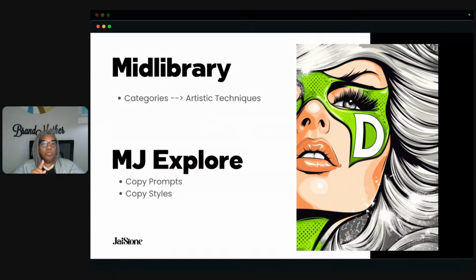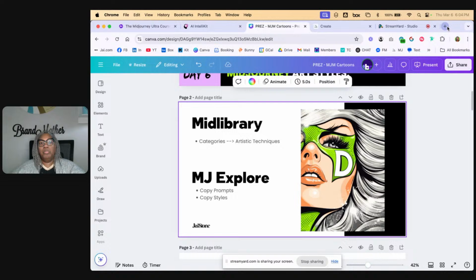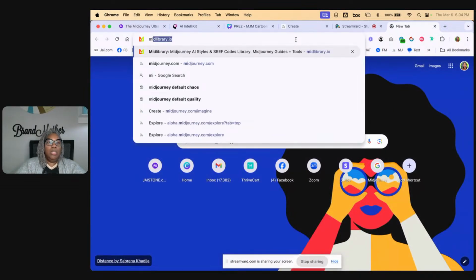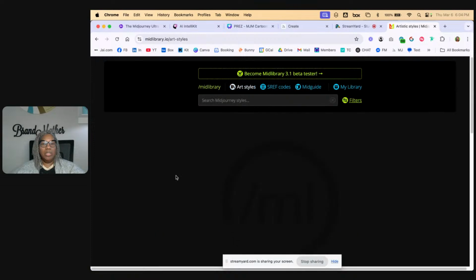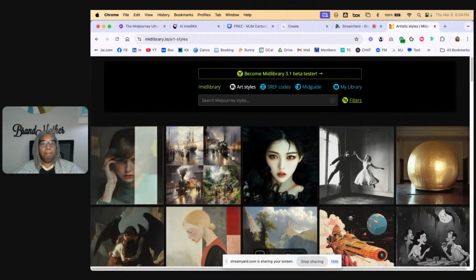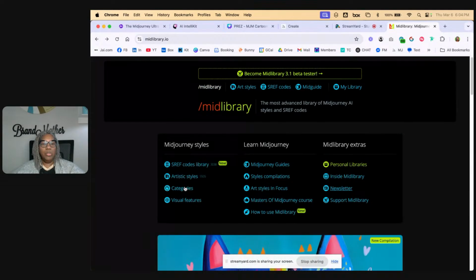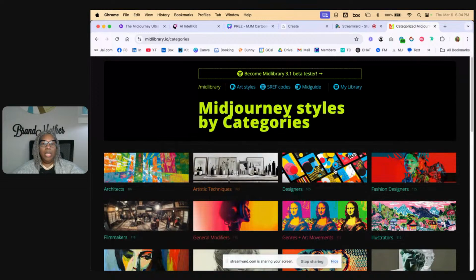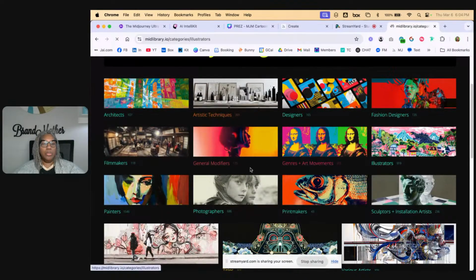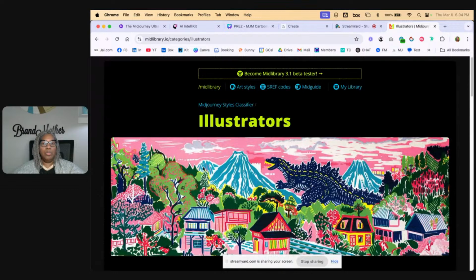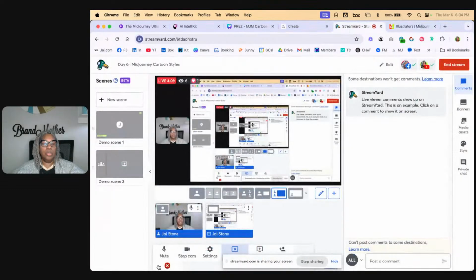So let's just jump over to the Mid Library for a brief second. All right. And this is a free resource. I actually pay for the premium resource because I get some behind the scenes things that I like. But we want to start with artistic styles. Actually, no, we want to start with categories. And then you can go into things like illustrators.